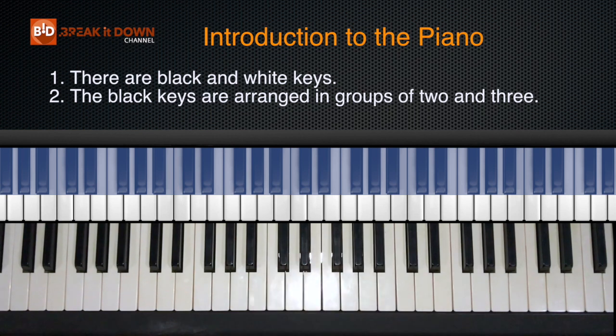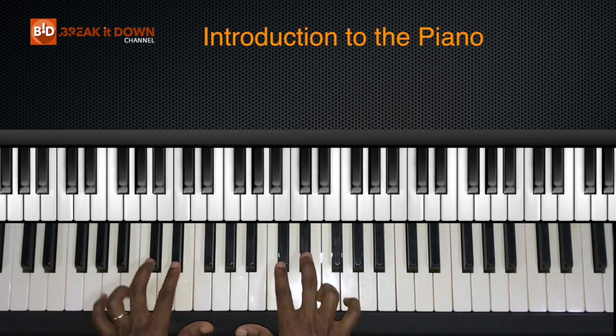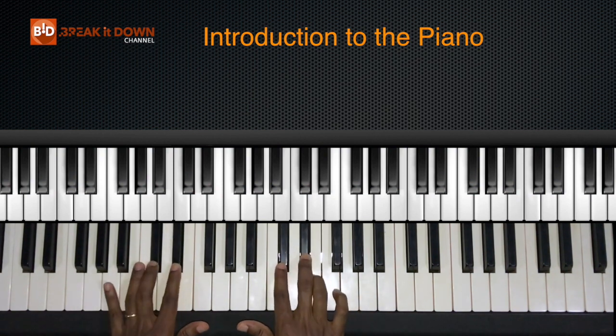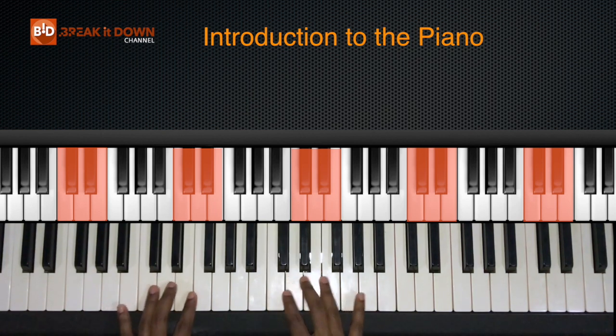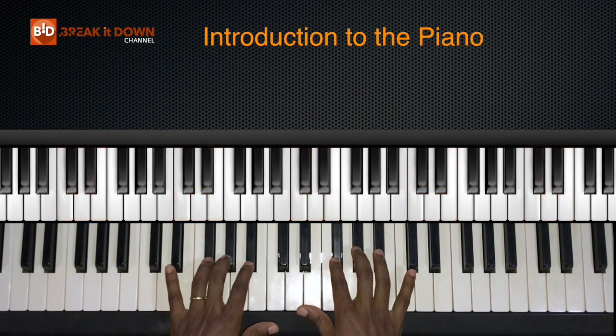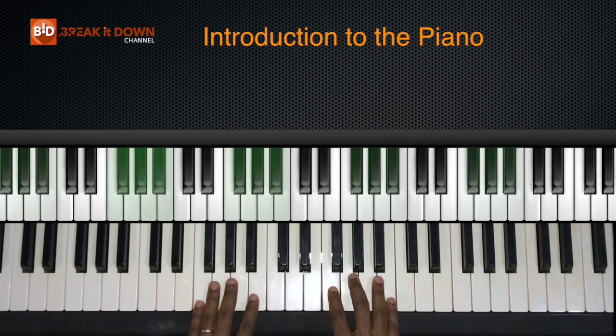Now let's notice something else with the white keys. Around each group of black keys, now let's take the 2 black keys. You realize there's the same pattern of white keys, like these 3 right here. And if you take the 3 black keys, you would notice the same pattern of white keys.